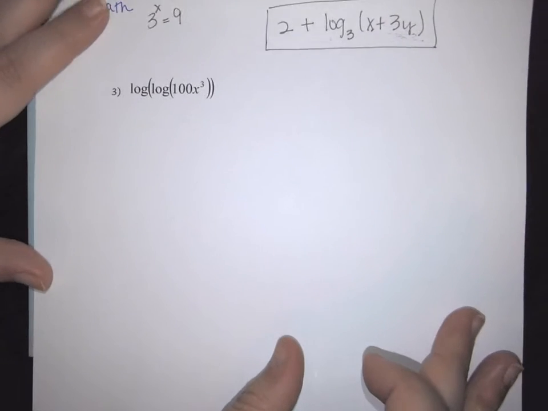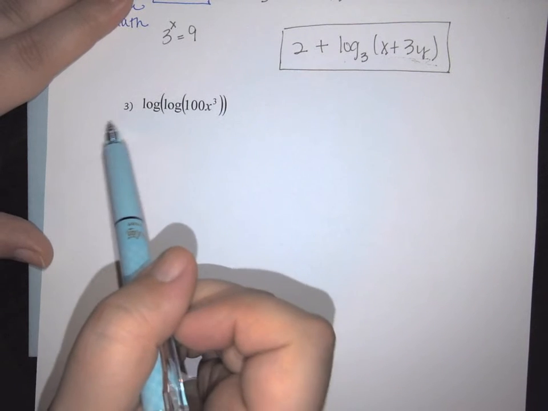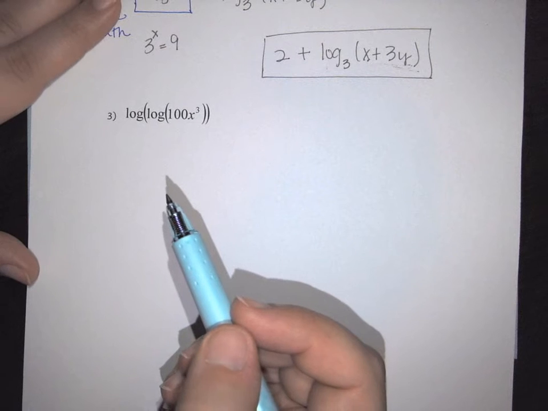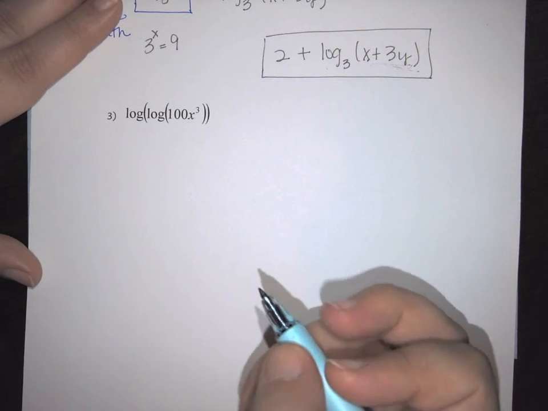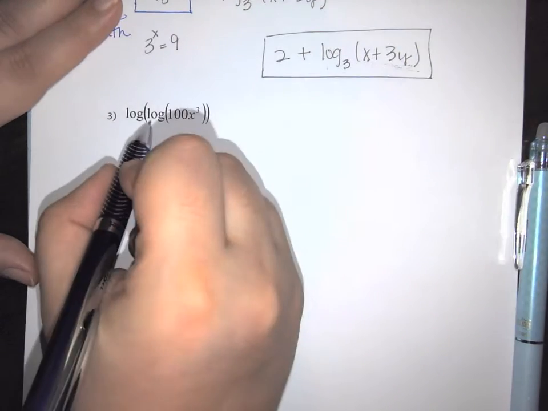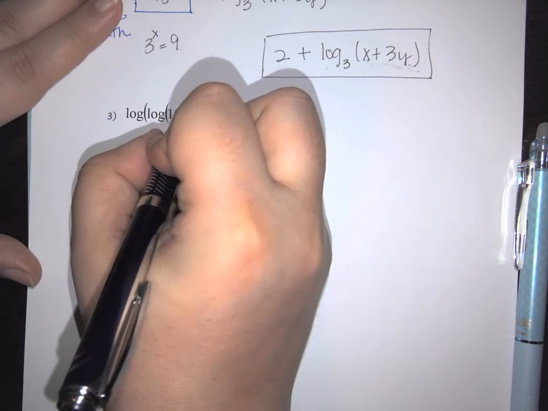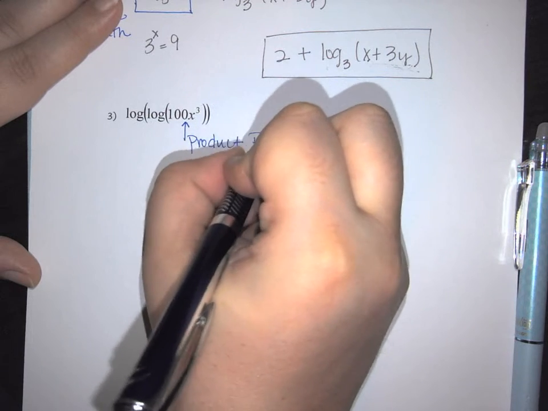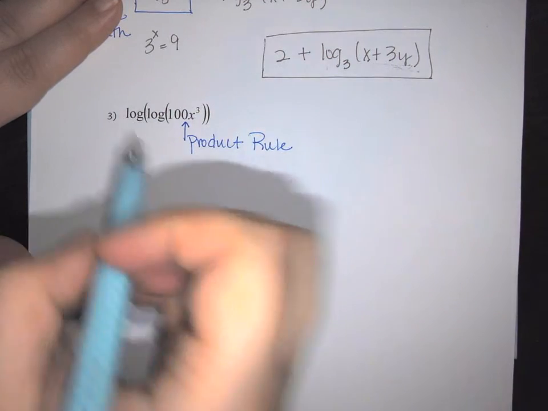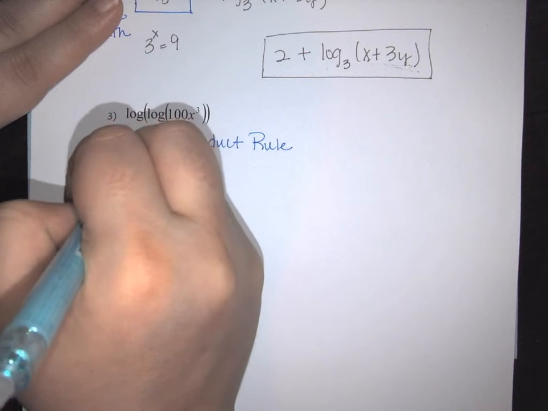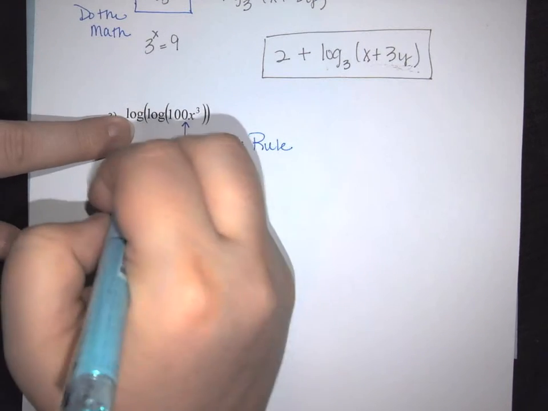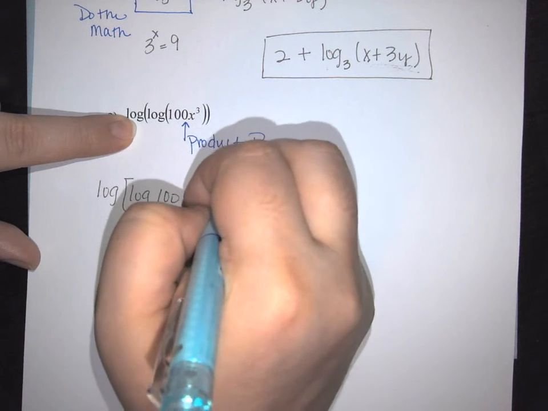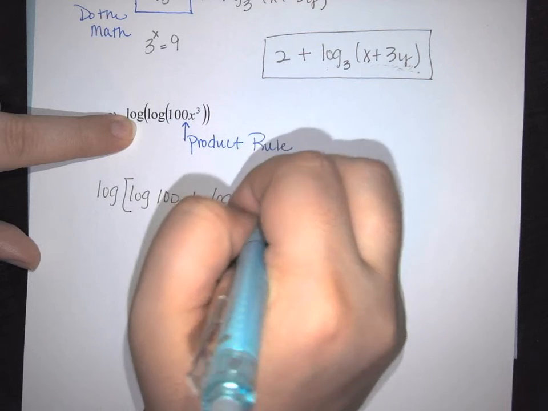All right, let's look at this next one. Here we've got a lot of weird, crazy things going on. First and foremost, we have to work again from the inside out. Specifically, we have right here a product rule. The log on the outside is going to remain on the outside for now, and on the inside I'm going to have the log of 100 plus the log of x cubed.